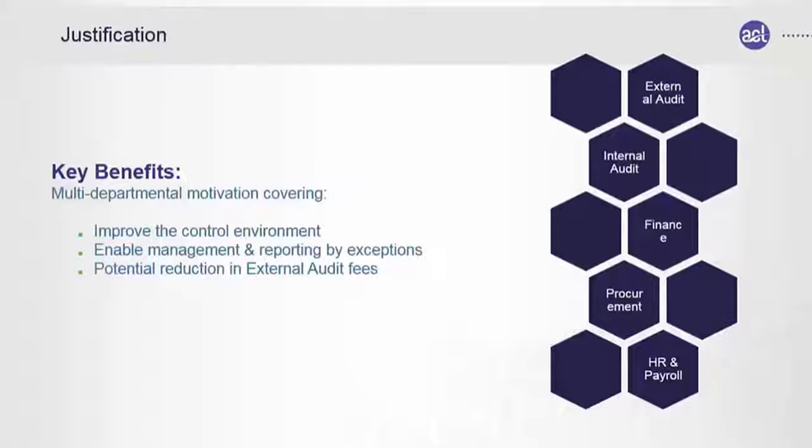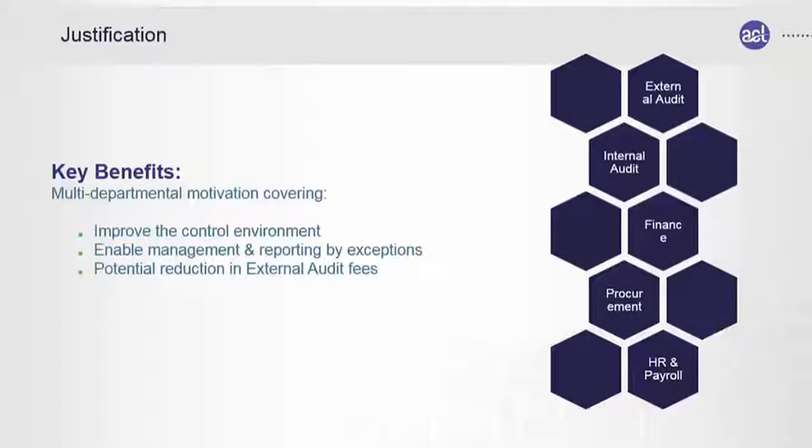Then we did the POC, but we also looked at cost justification across 5 different areas. We wanted to improve our control environment in the company. We wanted to enable management to make decisions and have reports based on exceptions, because you want to know what's going wrong in your business, and you want to potentially bring down your external audit fees. So external audit, internal audit, finance, procurement, and HR and payroll. I'm going to go into each one in a little bit more detail.